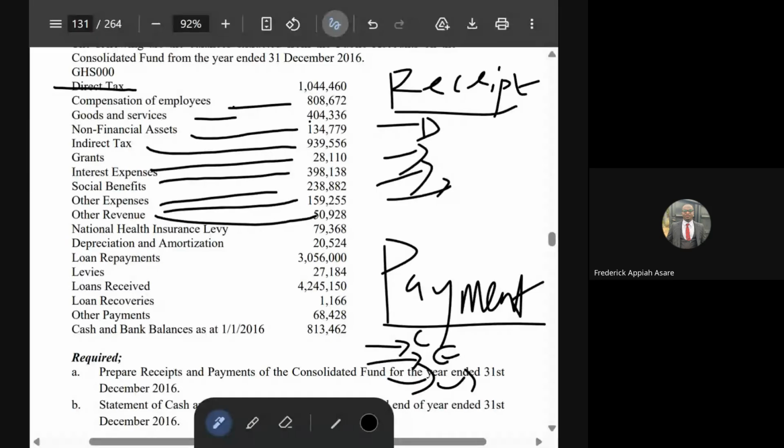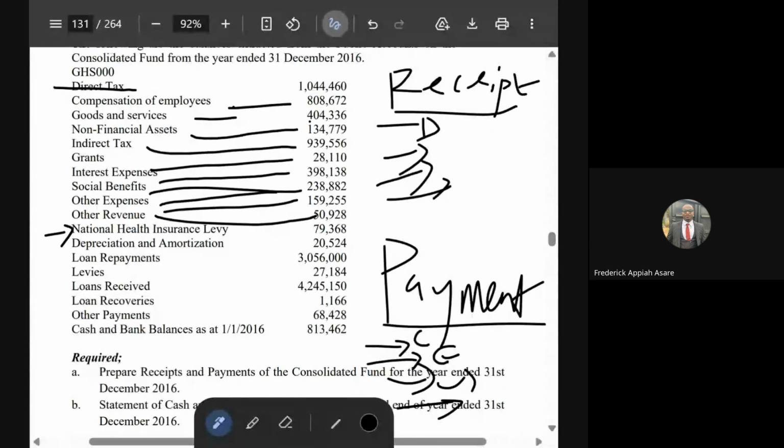Social benefits will come under payment, because the central government is the one that will give social benefit. There is no way for the central government to receive social benefit. Usually they pay out the benefit.